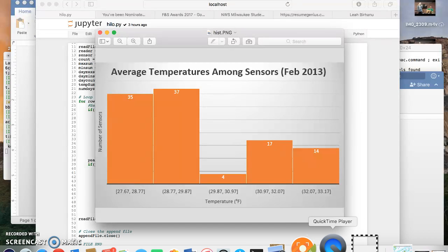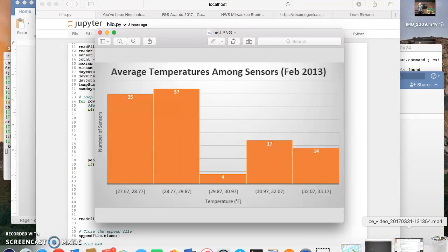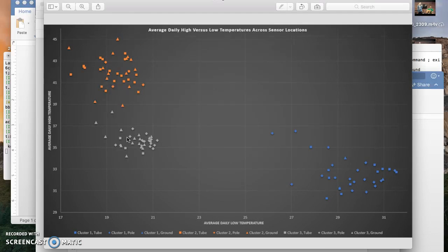So then what we did was we ran a k-means clustering, or k-nearest neighbor I should say, and we used k equal to 3, and using that we were able to come up with this chart. Each one is separated by a separate shape. So we have the tube, we have the pole, and then we have the ground sensors. We came up with 3 different clusters in our data, and you can see how each one is not separated by shape, which is promising.